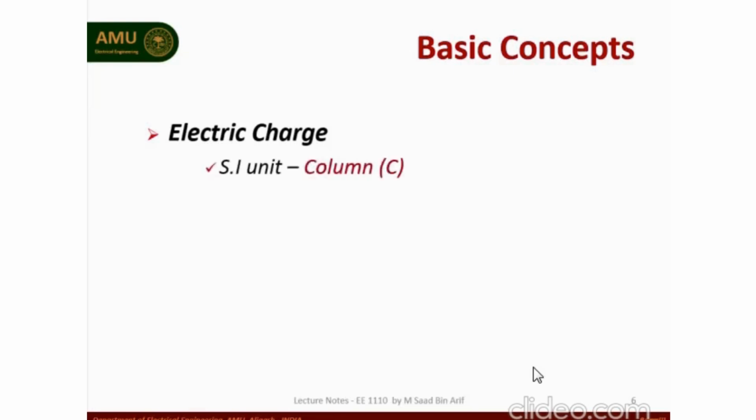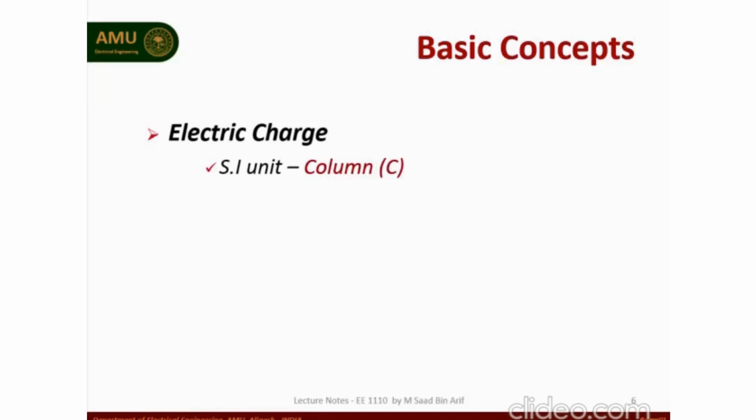The SI unit of electric charge is coulomb, which is symbolically represented by capital letter C. This unit is basically named after the scientist Charles Coulomb. Coulomb is a very large unit. You can visualize this by looking at the charge on one electron. You know that it is 1.6 into 10 raised to the power minus 19 coulomb. Now just visualize that this small charge is on one electron.